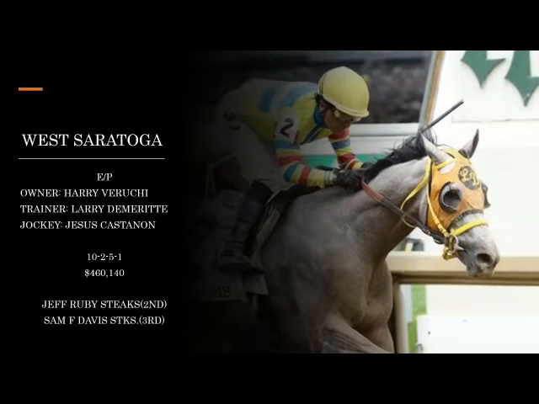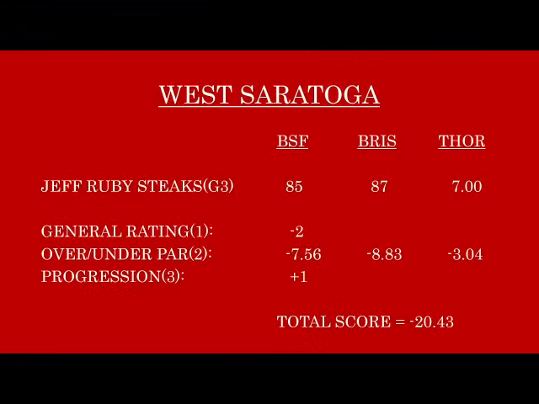West Saratoga, now we're going to see the other end of the perspective here. You see, the Jeff Ruby, he got an 85. That's not going to cut it. He got an 87 Brisnet. That's not going to cut it. And a 7 Thoroughgraph. So he's below average in all three. That's a -2 without question.